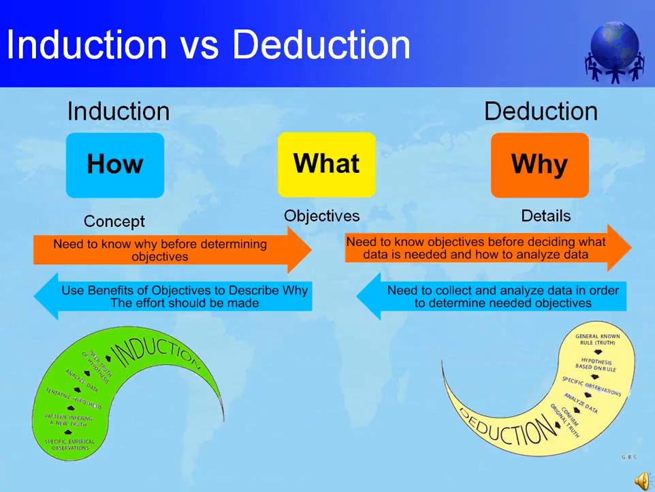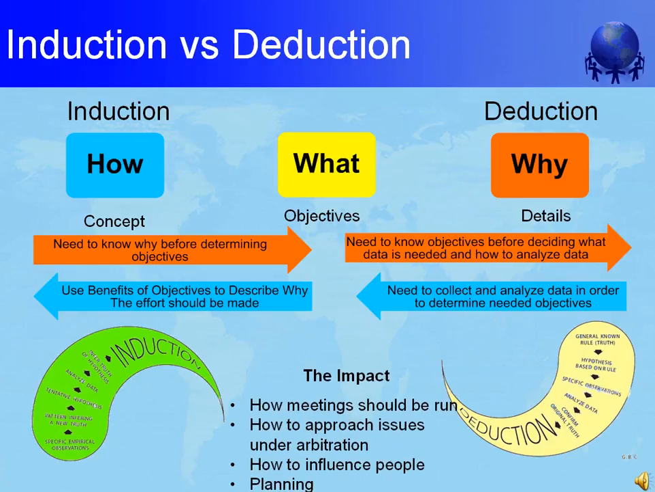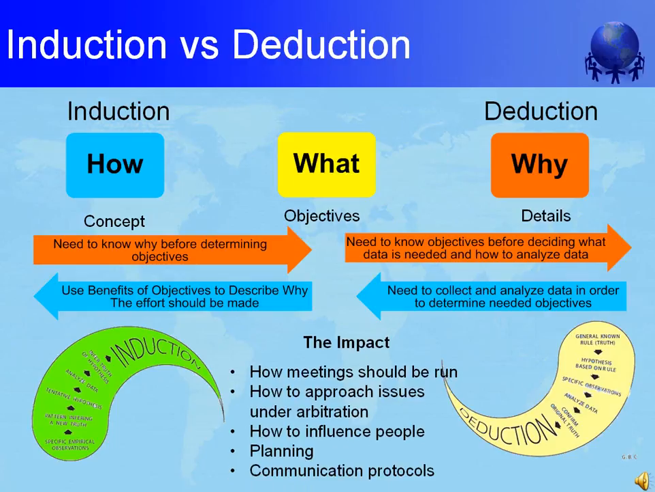"Let's do it this way," I suggested. "You start analyzing the data, and I will work on a statement of the research goals and objectives, and we'll see if we meet in the middle." Our collaboration proved successful, and the paper was published. These two opposite beliefs will affect how meetings should be run, how to approach issues under arbitration, how to influence people, how to plan, and communication protocols.